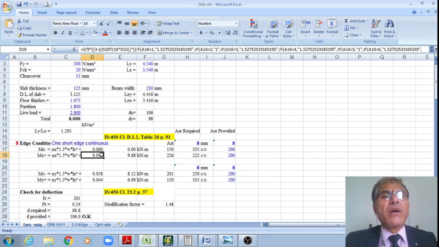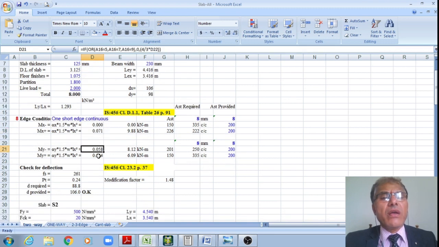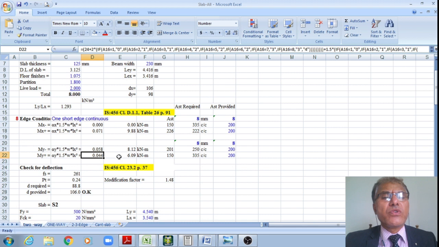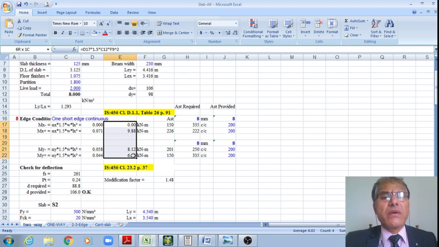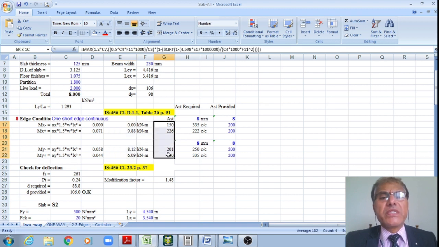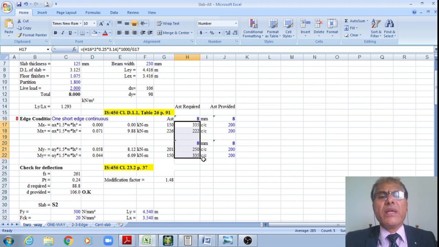Now I'll get the coefficients, right? That of the positive bending moment coefficient along the short span direction as 0.071, and along the long span direction it is 0.044, and that of the negative bending moment coefficient along the support as 0.058. Therefore these are the bending moments I am calculating. And what is the area of steel required? It is now respectively 150, 226, 201, 150. By assuming 8 mm dia, what is the spacing required? 335, 222 and 250 and 335 respectively.